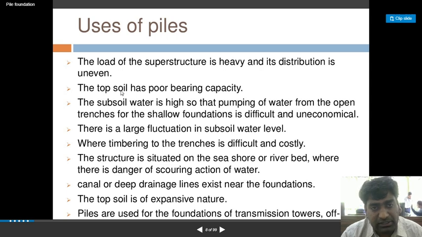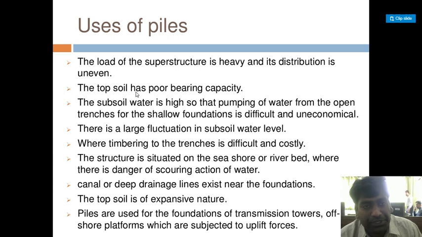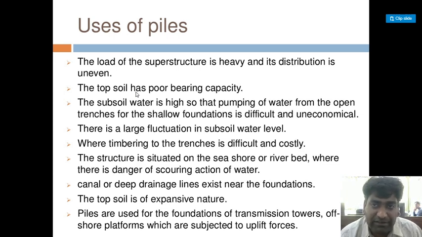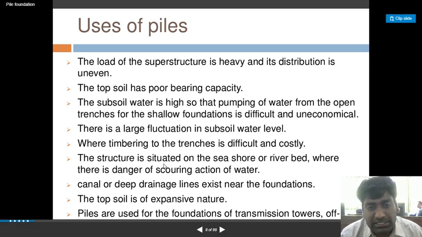The first is, if the topsoil has poor bearing capacity, then we provide pile foundation. If the load of the superstructure is heavy and its distribution is uneven, then in that case also we provide pile foundation. If the subsoil water is high, so that pumping of the water from the open trenches for shallow foundation is difficult and uneconomical, in that case also we provide pile foundation. If the structure is situated on the seashore or a river bed where there is a danger of scouring action of the water, and such a condition develops, then pile foundation is provided.